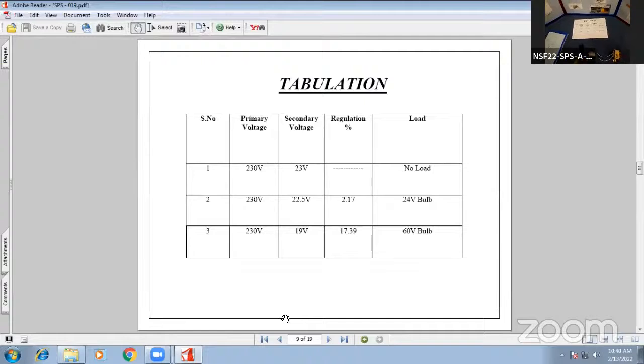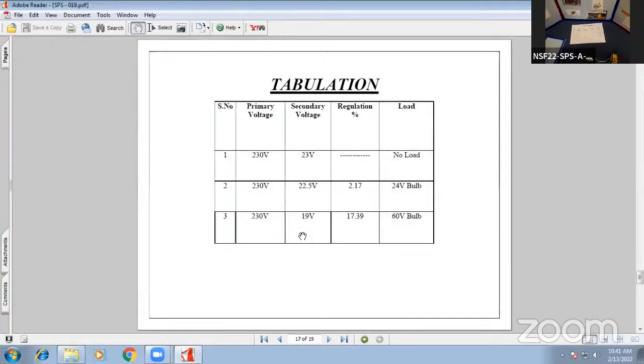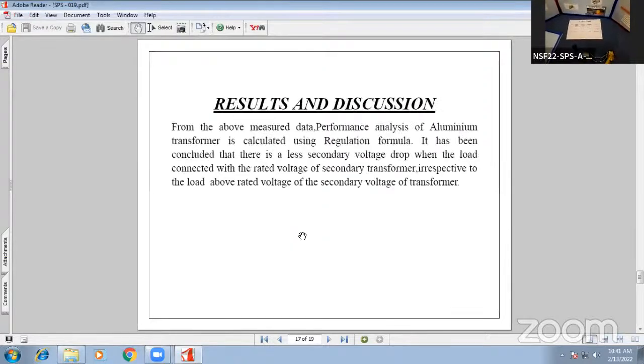For the analysis, I calculated the regulation using the regulation formula. When I calculate the regulation for the LED bulb, it comes to 2.17, which is very low. If the regulation is below plus or minus 5, then the regulation is good. For the bulb, I got 2.17. And I increased the load to the 60 volt motor, even though it's a 24 volt transformer. And the regulation came as 17.39. So the regulation is very high. So I can conclude that at the rated 24 volts, this transformer performs well.